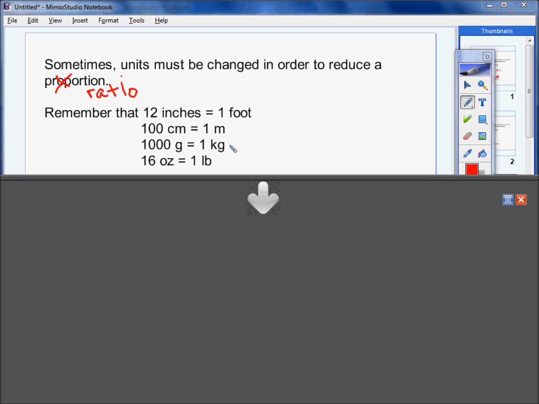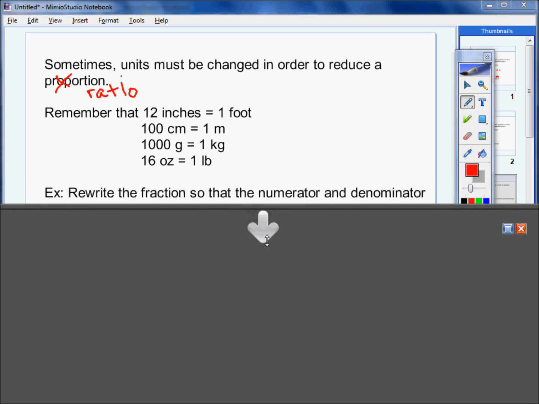1,000 grams to 1 kilogram. But for Harry and Grace's benefit, 12 inches equals 1 foot, and 16 ounces equals 1 pound. In the homework, you may see converting pounds to ounces, or inches to feet, or feet to inches. So these are the ones that you'll need for this homework. Okay, 12 inches is 1 foot, 100 centimeters is 1 meter, 1,000 grams is 1 kilogram, and 16 ounces is 1 pound.